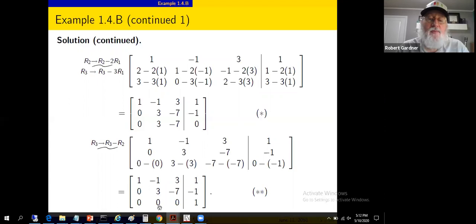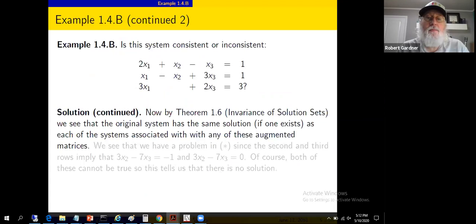So, row echelon form, no rows of zeros. This star-star matrix here is in row echelon form. All right, then. That should be easy to solve. We'll just back substitute it. Let's see, restatement of the question.